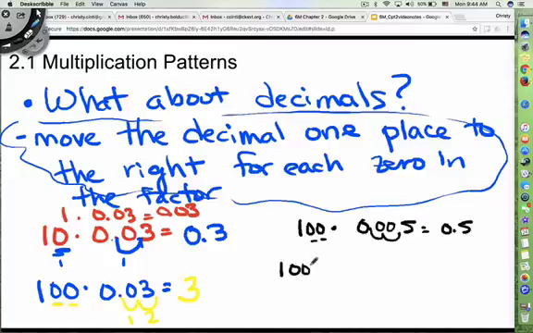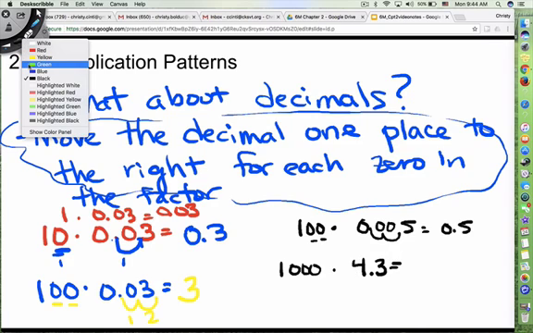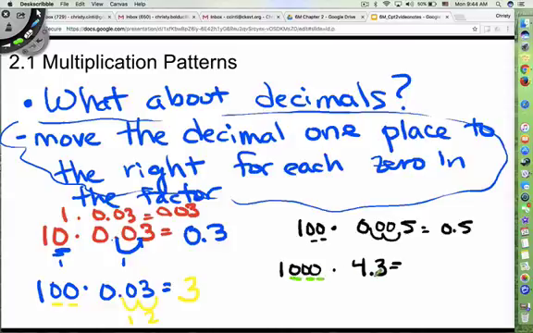Let's say 1,000 times 4.3. How many zeros are there in 1,000? There are 1, 2, 3, so that means we're going to move the decimal 3 places over. We've run out of spaces, but don't forget there are zeros implied all the way. So we have 4.30, but we move the decimal over 1, 2, 3 places, so that means we have 4,300.